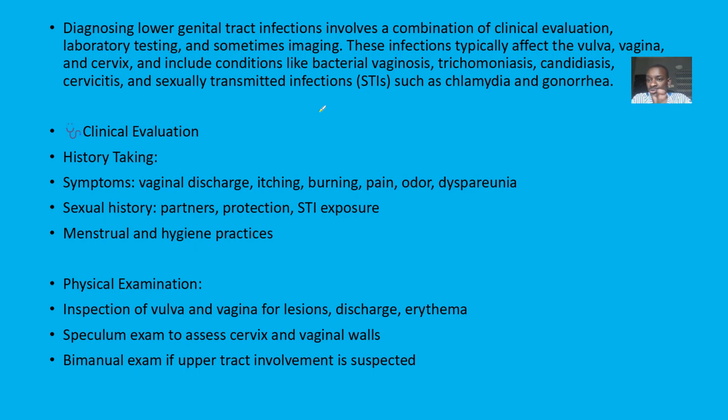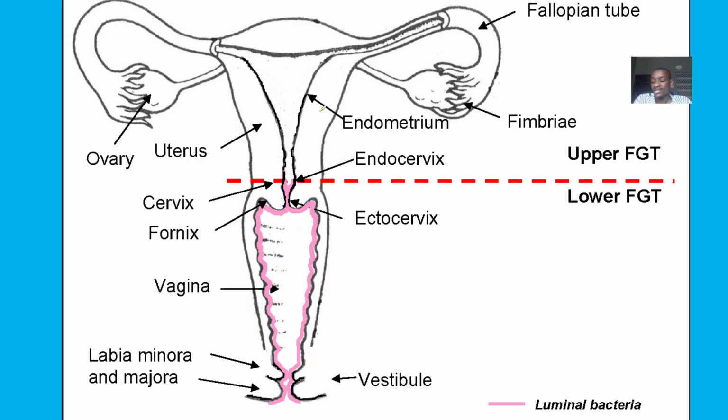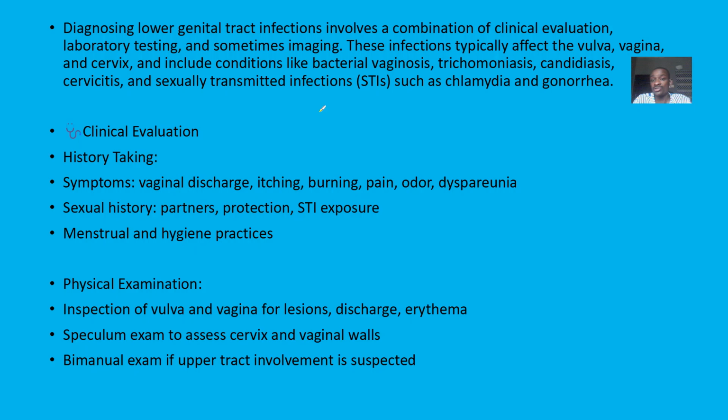Sometimes you can also do imaging. The infections typically affect the vulva, the vagina, and the cervix, just like I was telling you. Types of infections in the lower genital tract include bacterial vaginosis, trichomoniasis, candidiasis, inflammation of the cervix, that's cervicitis, and then sexually transmitted infections.